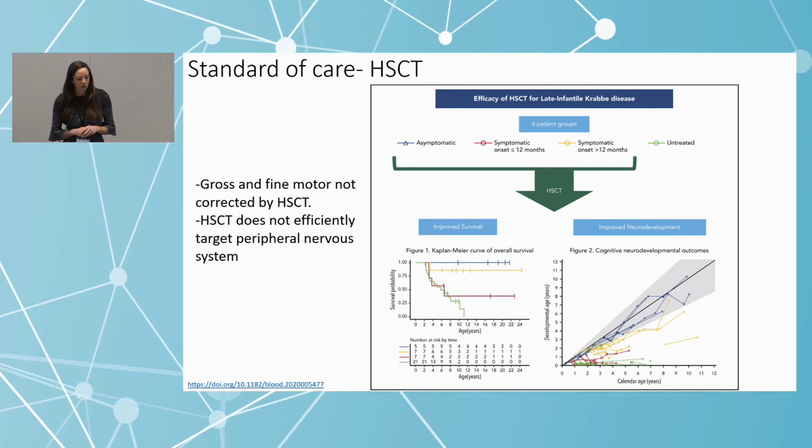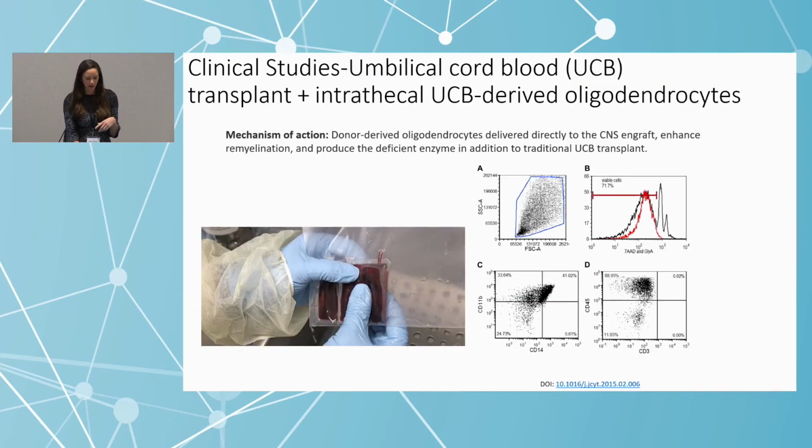But one thing that's been shown over the years, even when we follow the asymptomatic transplanted babies long term, they still end up needing walking assisted devices or wheelchair bound, because transplantation does not completely correct the gross and fine motor skills, and it does not efficiently target the peripheral nervous system. So a lot of effort over the years has been how to improve upon the standard of care.